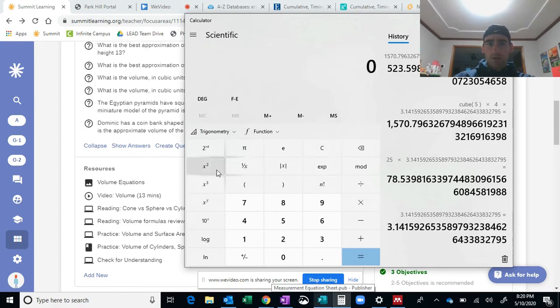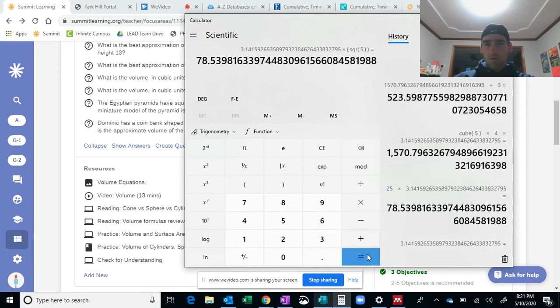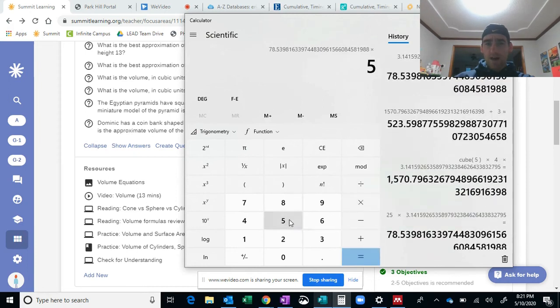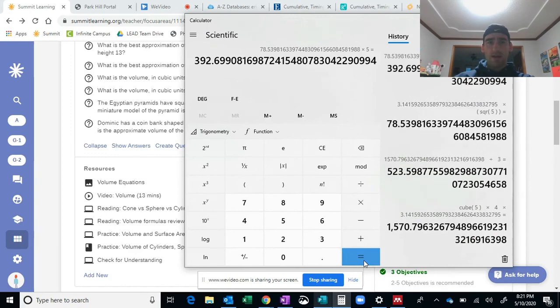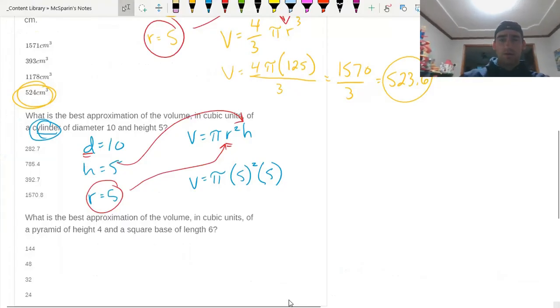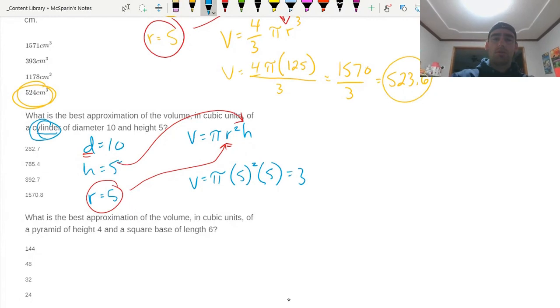So let's clear. So we'll go pi times 5 squared times 5. Did I get that right? 392.7 equals 392.7. Yep, that one right there.